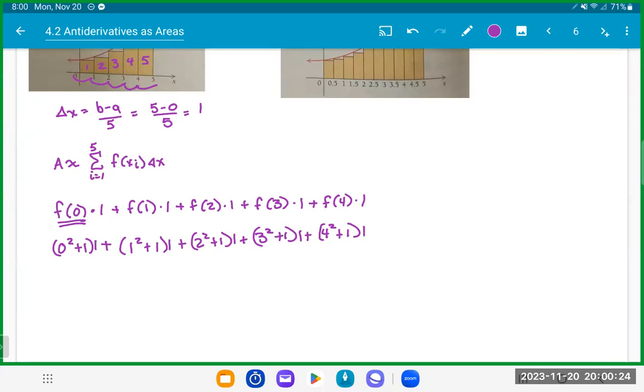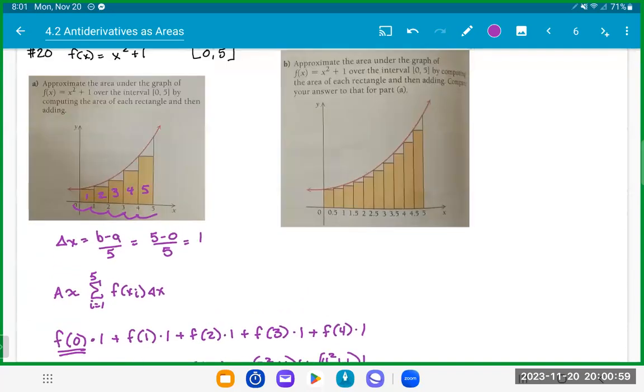Okay. So 0 squared plus 1 is 1 times 1 is 1. 1 squared plus 1 is 2 times 1 is 2. 2 squared is 4 plus 1 is 5. 3 squared is 9 plus 1 is 10. And 4 squared is 16 plus 1, so that would be 17. So when I add all of those together, I get a total of 35. So the area underneath this curve, all of those yellow boxes added together, gives me a value of 35.